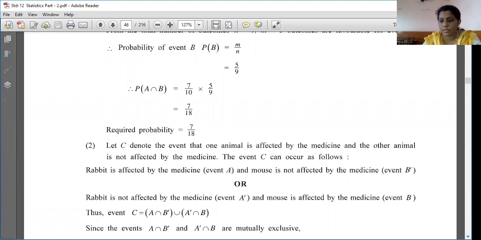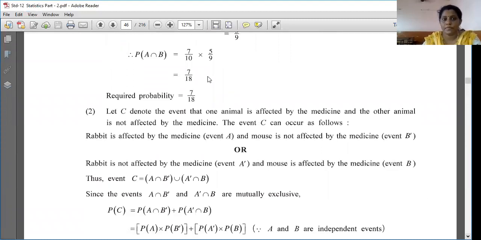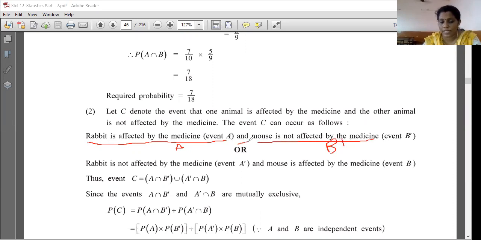See, I will explain once again. I told you if the rabbit is affected, we have taken this as A. And the mice are not affected. So when the mice were affected we took B. If it is not affected, then it is B dash. And this word is there, and means intersection. And this word is there, or means union. Okay. Then the rabbit is not affected by medicine. That is A dash.